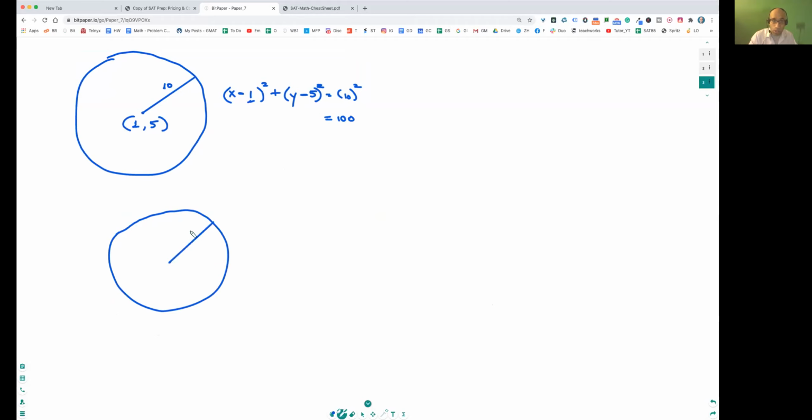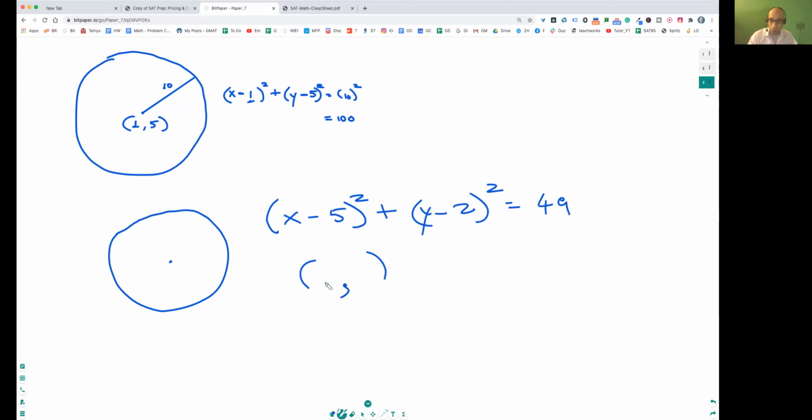Okay, so how would you solve this one? Remember, you need to find the center, and I'm giving you the equation x plus 5 squared plus y minus 2 squared is equal to, let's say, 49. So find the center, and I made a mistake here. First, let me do it this way. Now try to find the center, guys. What are the coordinates of the center? And then also tell me what is the radius.